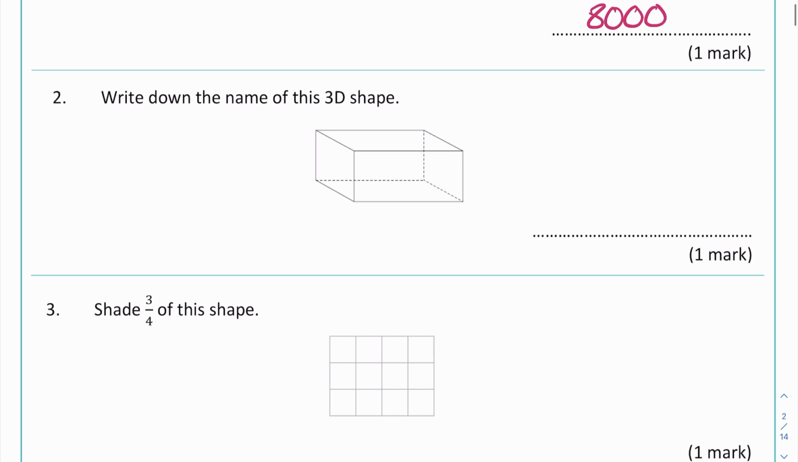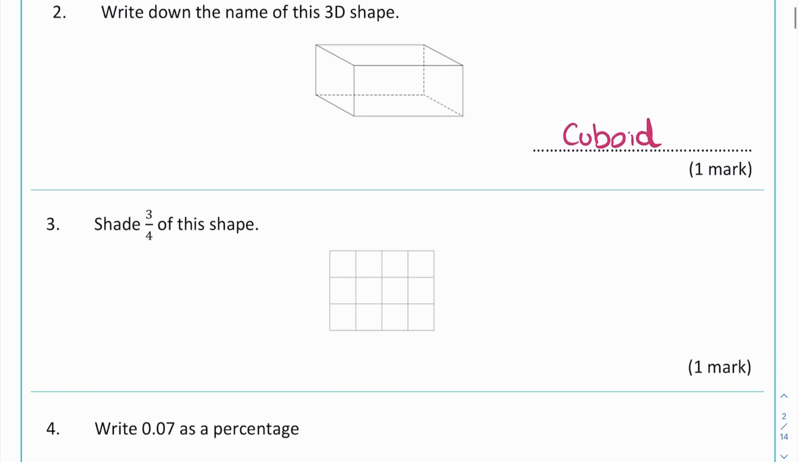For the next one, we are writing down the name of this 3D shape. Now, this particular 3D shape here is called a cuboid, but of course there are lots of different 3D shapes that you could be asked. You could have a sphere, you could have a cylinder, or any other 3D shape like a cone, etc. And you're going to need to know the name of all those 3D shapes, but hopefully just a nice, easy 1-mark question there for our first page.